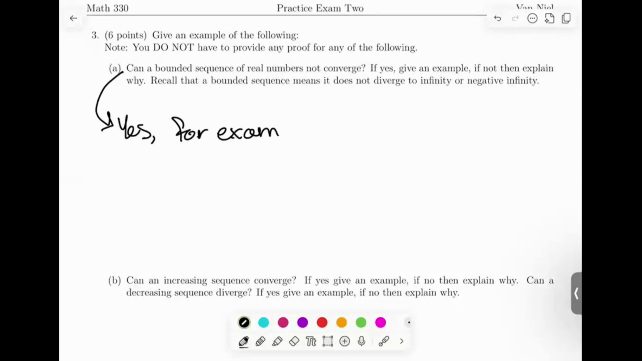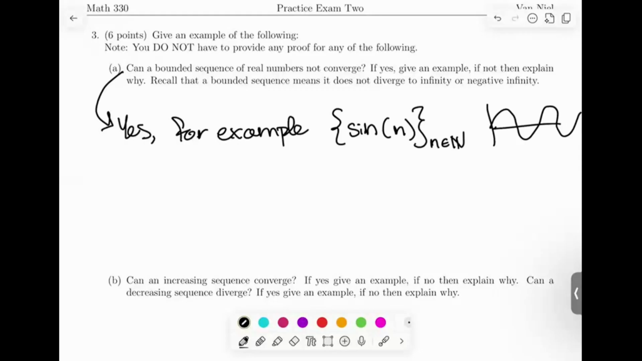For example, sine of n for n in the naturals. Remember, sine just forever and always does that. I know that's for the real numbers, but it's even more all over the place for natural numbers. So it never converges to anything, but it is bounded because every value is between and including 1 and -1. Great.